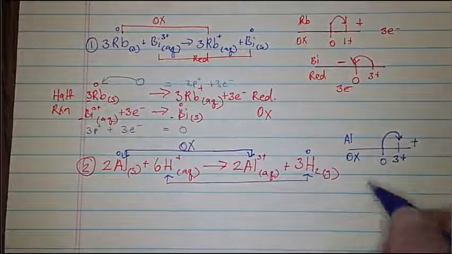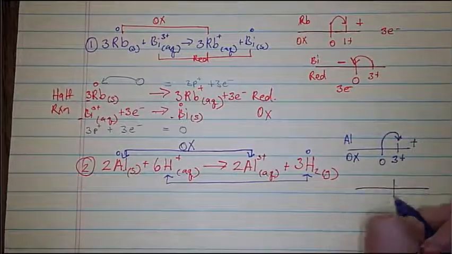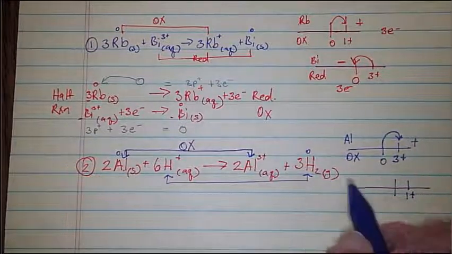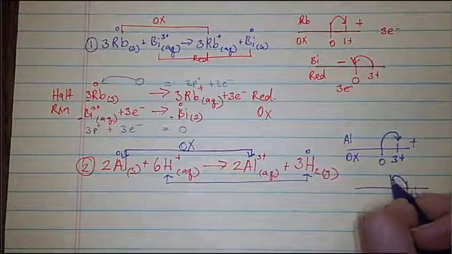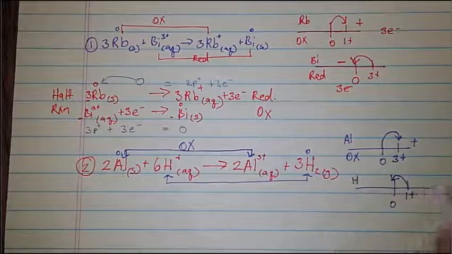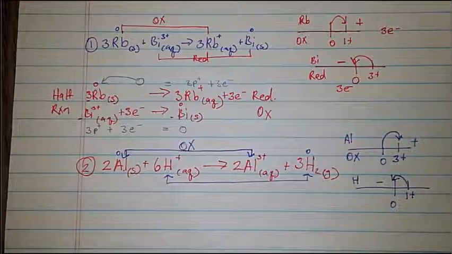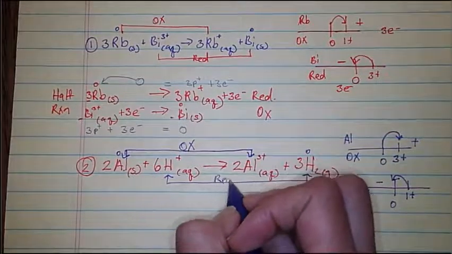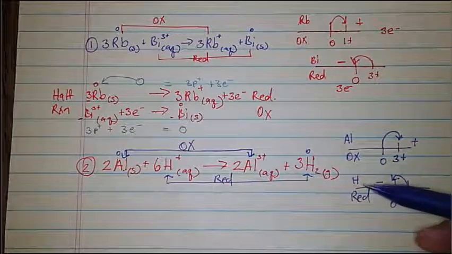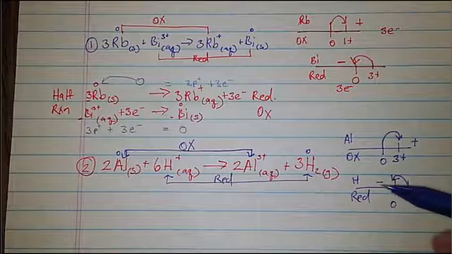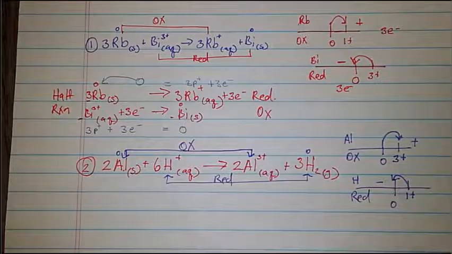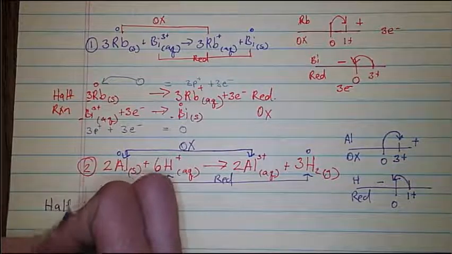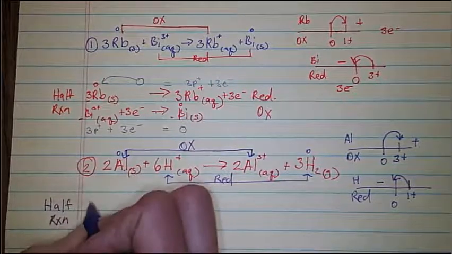Okay? On the other hand, I've got another one. I've got my hydrogen that is 1 plus, and it goes all the way to 0. So it goes in the opposite direction. So I've got my hydrogen. Now it is gaining electrons, and so I will say that that is reduced. Okay? Since it's becoming more negative this way, or moving towards the left, then it's gaining electrons. So that's reduced.